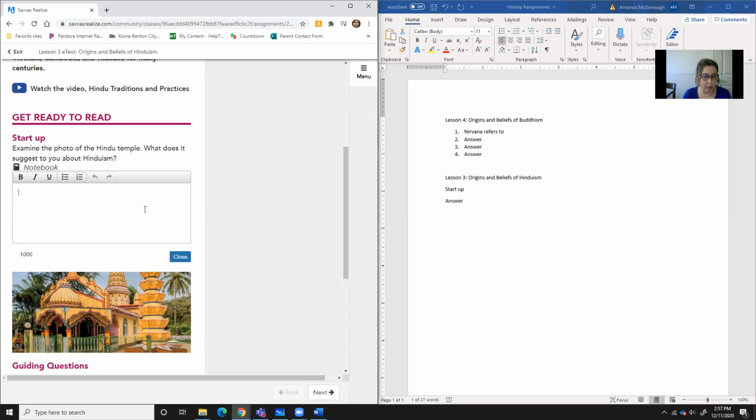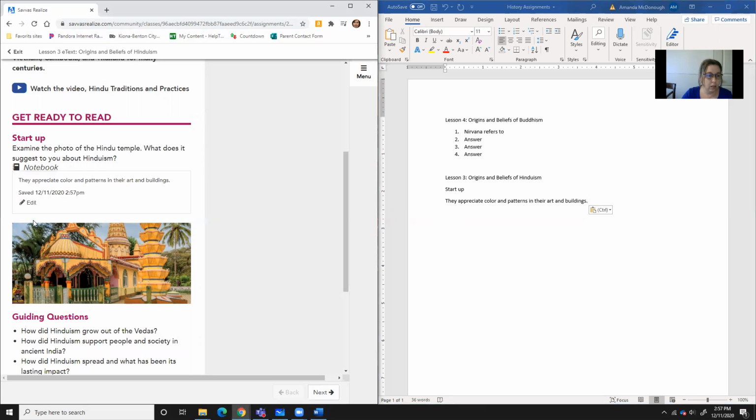So what does it suggest to you about Hinduism? They appreciate color and patterns in their art and buildings, let's say. Okay, so we'll actually copy this and paste it over to our Word document, because sometimes it doesn't like to go the other direction. Now, it's usually a good sign when it says this saved part, but just in case, that's always why I recommend moving it over here.